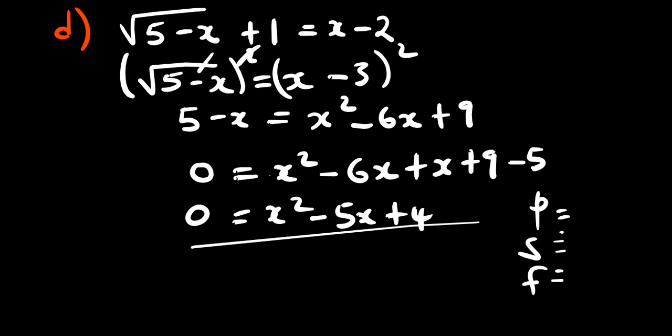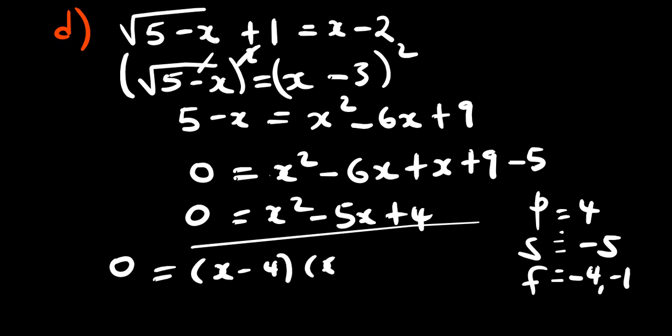Okay, so the product in this case is 4. The sum is negative 5. I think we solved something like this. So in this case the factors are negative 4 and negative 1. So what you're going to have is 0 equals x minus 4 or x minus 1. So therefore x equals 4 or x equals 1. Then you test your solutions to find which one is valid or invalid. Okay, good.